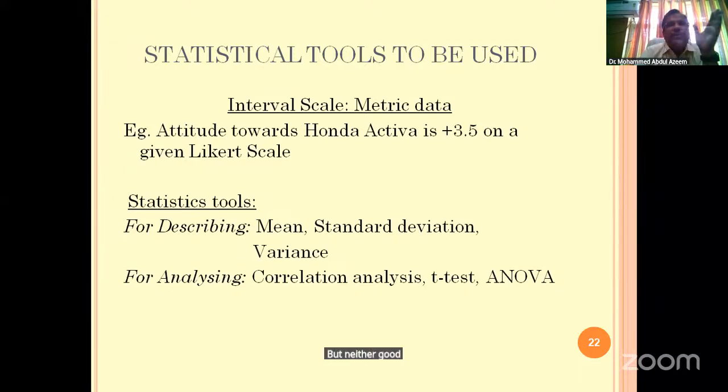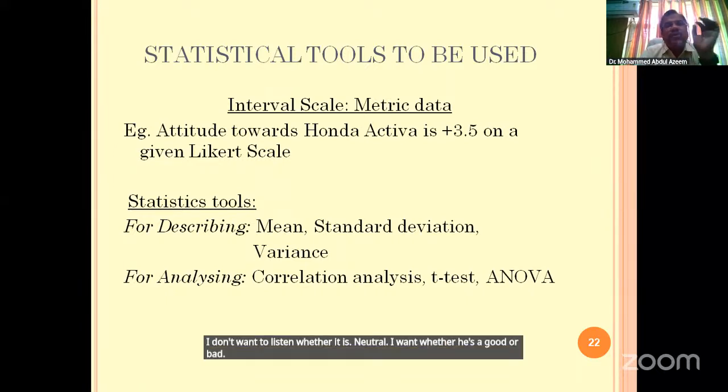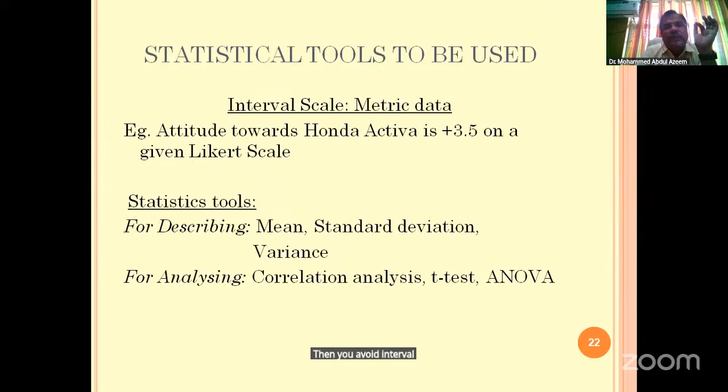What is the nature of the person, if I say, I don't want to know whether he is neutral. I want to know whether he is good or bad. Then you avoid the odd interval scale. Then what is the median? It will be in between two extremes. Okay. There we use deviation, variance, mean, correlation, regression for independent and dependent variables, t-test and ANOVA.